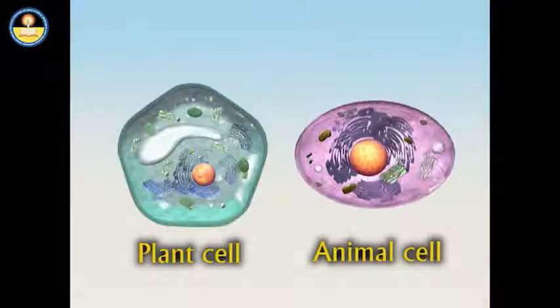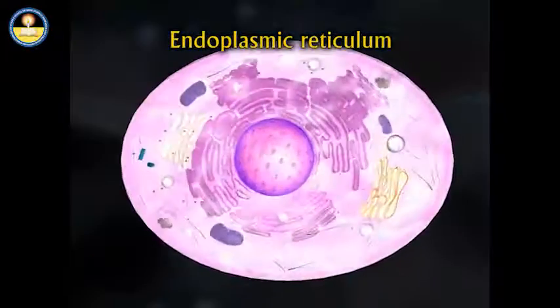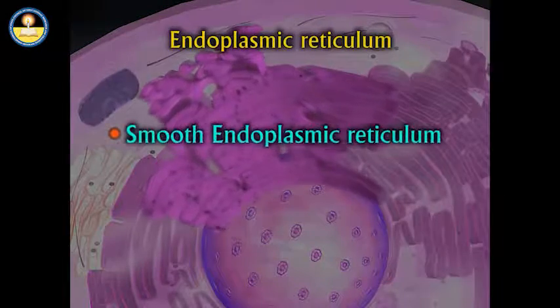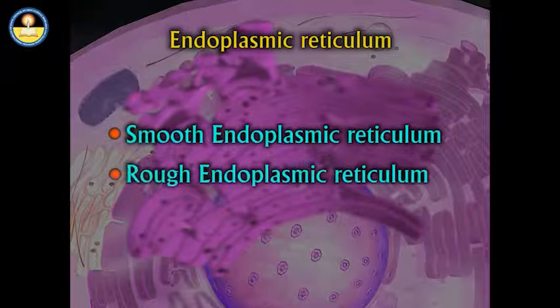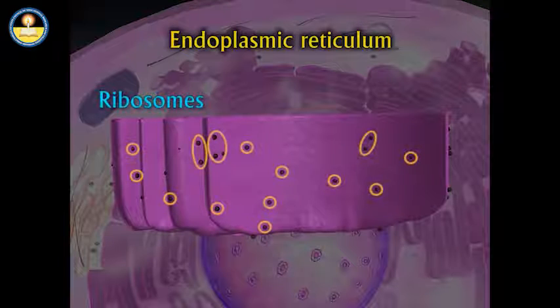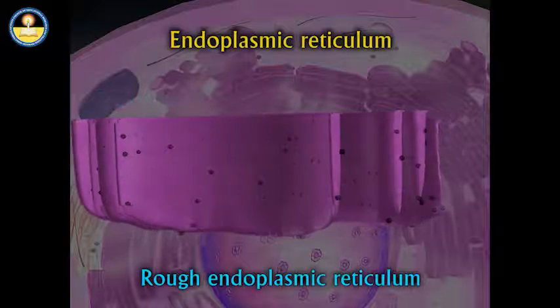Let us talk about the organelles which are common in both types of cells. This is Endoplasmic Reticulum, an interconnected network of tubules present in continuation of nuclear membrane. It is of two types: smooth endoplasmic reticulum and rough endoplasmic reticulum. When the ribosomes are found attached to the outer surface of the endoplasmic reticulum, then it is known as rough endoplasmic reticulum.